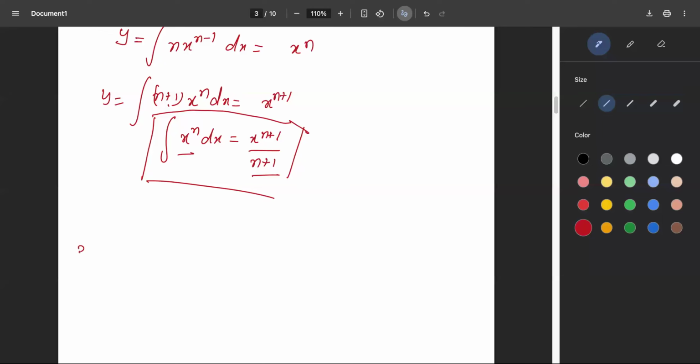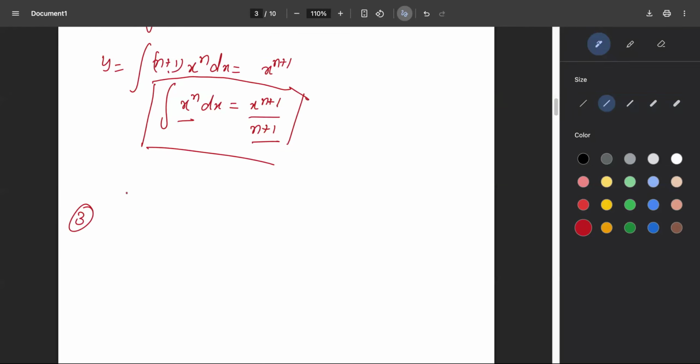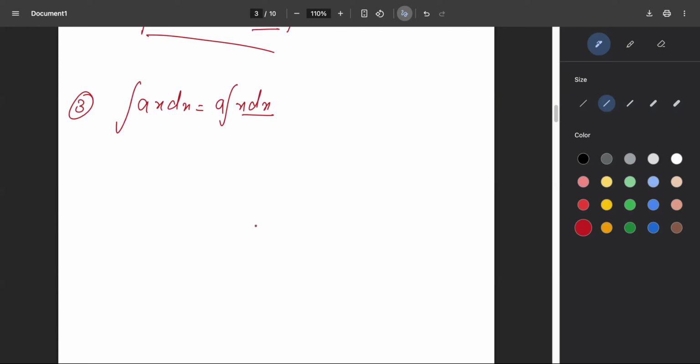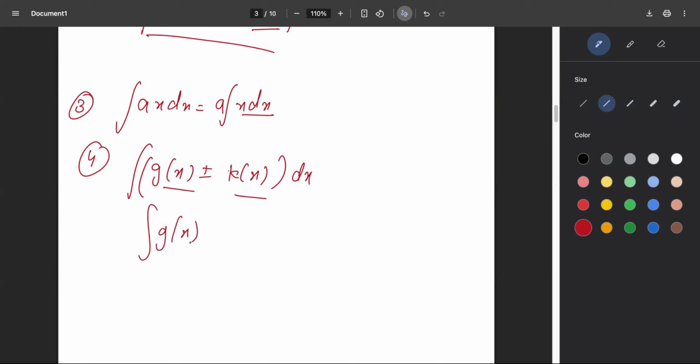Just one more thing about the constant. If you have any constant, let's say a times x, you can simply keep the a outside and do the integration of the rest of the part. And another thing is, if you have the integration of gx plus or minus kx, you can simply write them as separate functions. That means integrate gx separately, plus or minus integrate kx. Is this clear, Bhavna? Yes, sir. Now we will try to solve some problems.